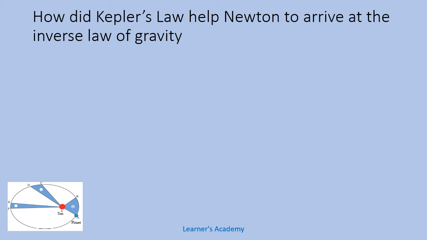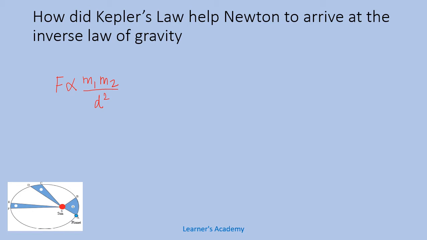So basically, according to Newton's theory of gravity, every object in the universe attracts every other object with a definite force, and this force is directly proportional to the product of masses of these two objects, and is inversely proportional to the square of the distance between them. Now why did Newton assume inverse square dependence on distance?